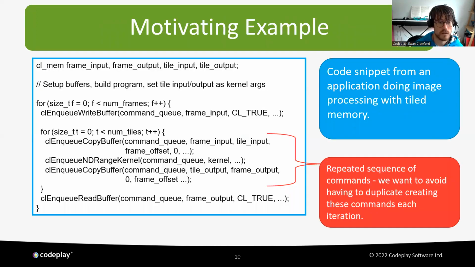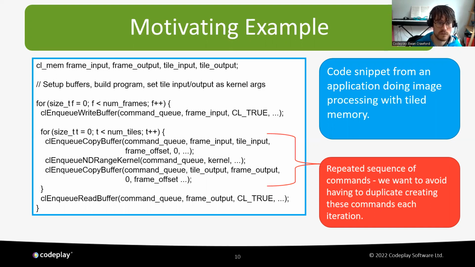So here we've got a motivating example, which we'll refer back to throughout the talk. It's a snippet of code taken from an image processing application we have that operates in tiled memory, doing some sort of image processing task inside the kernel. I think it was grayscale. So talk through it quickly.